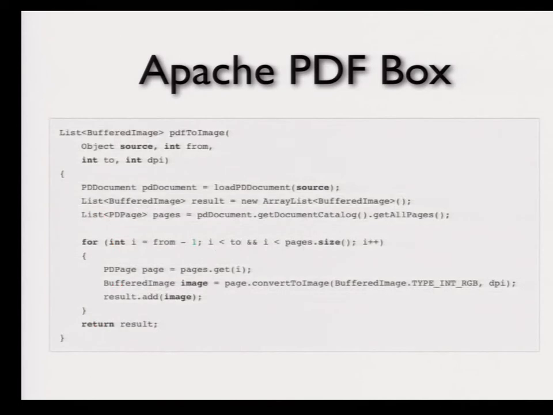Extracting an image looks like this. You pass a PDF document, you load it, and then you're basically iterating over each PDF page, and you invoke a method called convert to image. This is it. That means the whole task of converting a PDF document containing multiple pages could be done in 10 lines of code.